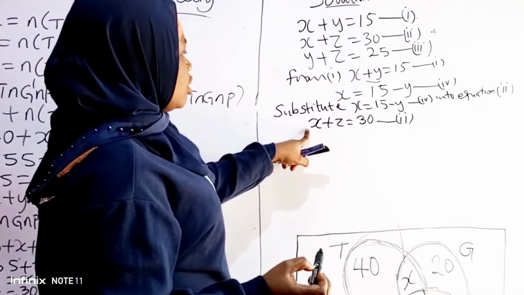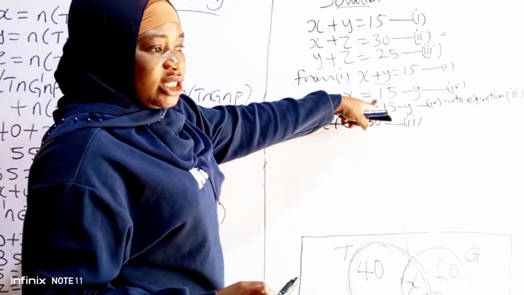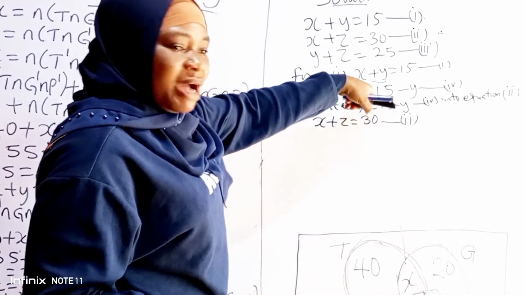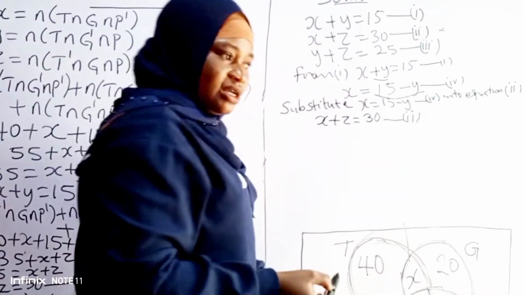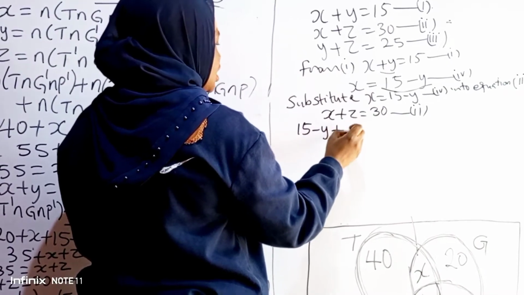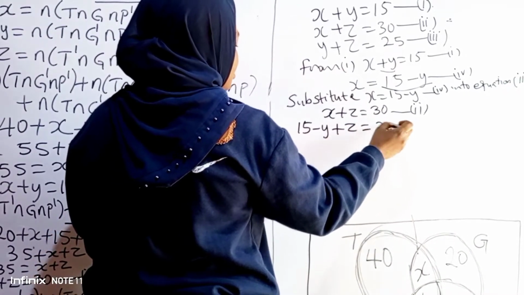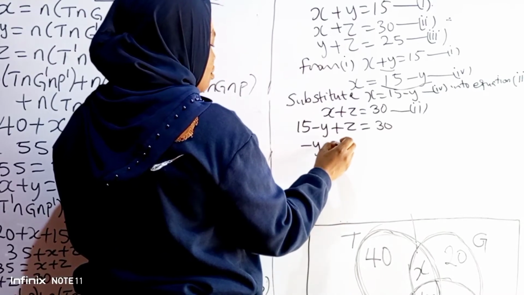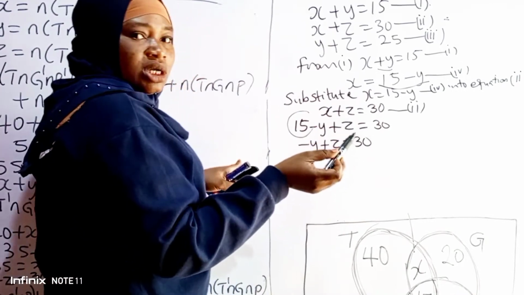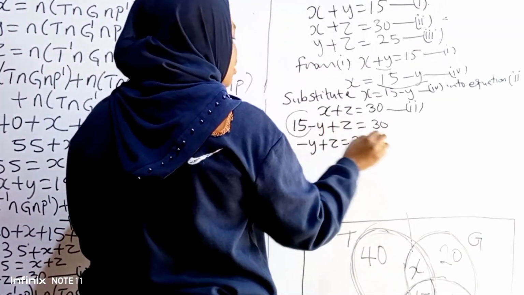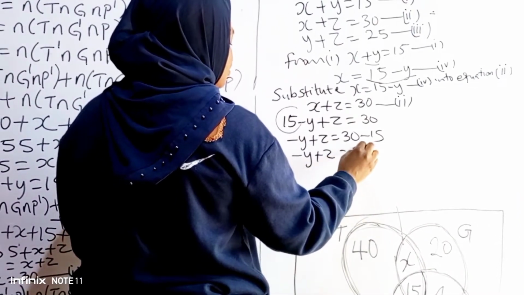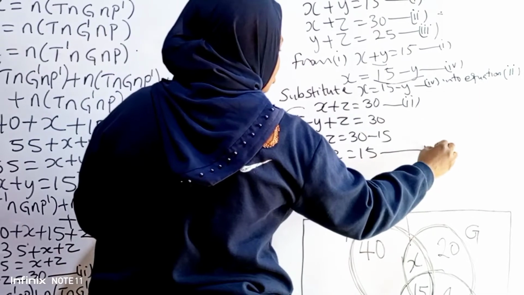Anywhere you say x, you are going to put 15 minus y, the whole of this. So 15 minus y, then plus z is equal to 30. So I have minus y plus z is equal to 30. I want to take plus 15 out, so I have minus 15. So minus y plus z is equal to 15. Call this one equation 5.